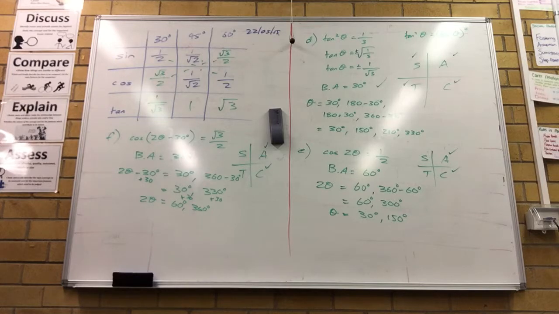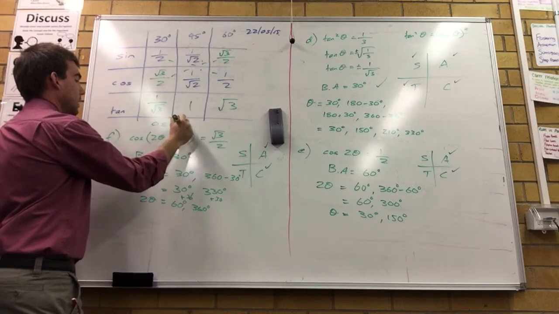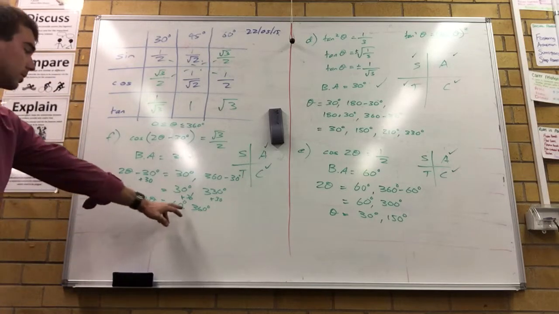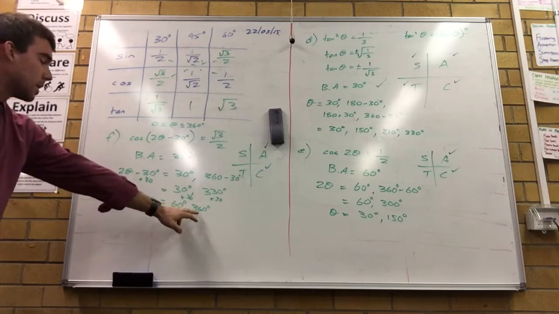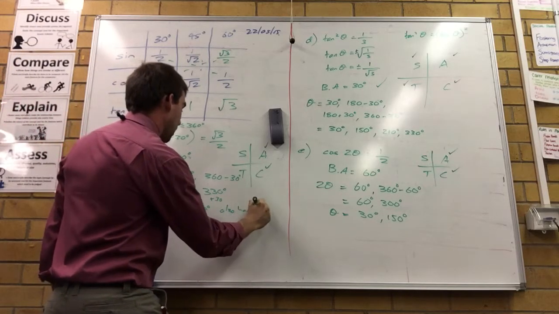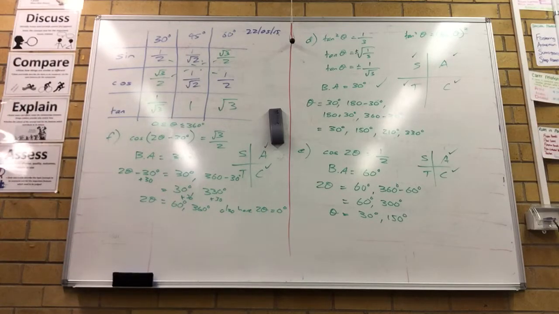What's another way of writing 360? 0. Now, the question at the start specified this as the domain: 0 is less than or equal to theta, which is less than or equal to 360 degrees. Yes, because if I set that also to 0, then 2 theta is equal to 0 degrees. So there's the third possible solution, because of course we can divide by 2.